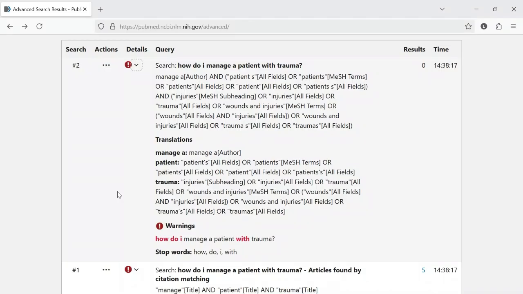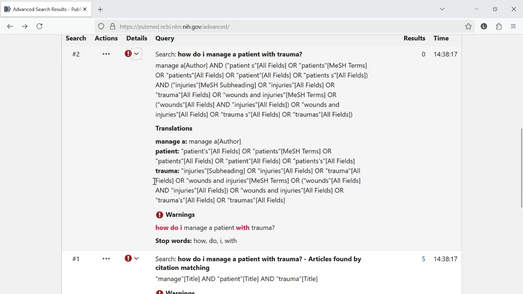So now the question becomes, why did PubMed interpret manage as manage A? And what does this mean for the overall search? So what it did is it interpreted manage A as a person. In other words, it's looking for someone on the paper who's an author with a last name of manage and a first initial of A. So to answer why it did this, we have to get into how PubMed works and the mechanics behind it.